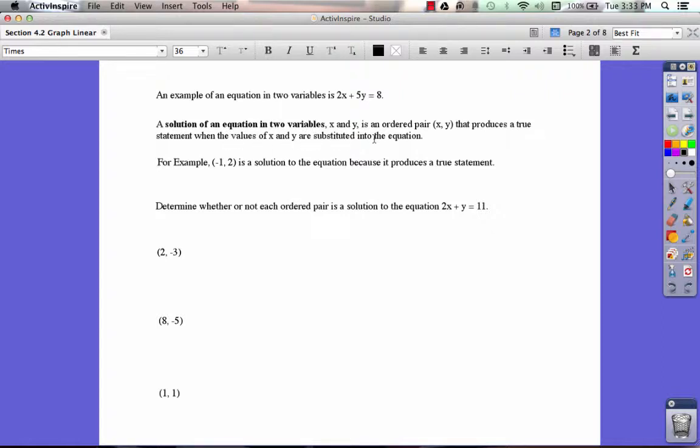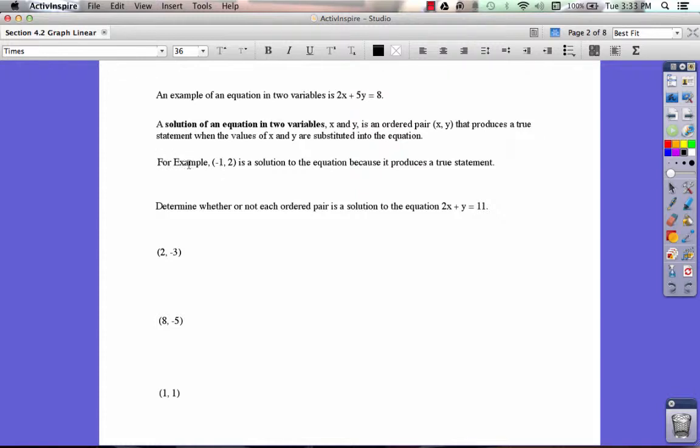Basically, all that is saying is if we substitute an x value of a coordinate and a y value of a coordinate into this equation, and the equation produces a true statement such as 7 equals 7, 5 equals 5, or something like that, then that ordered pair is a solution to the equation. And there are many solutions to equations with two variables.